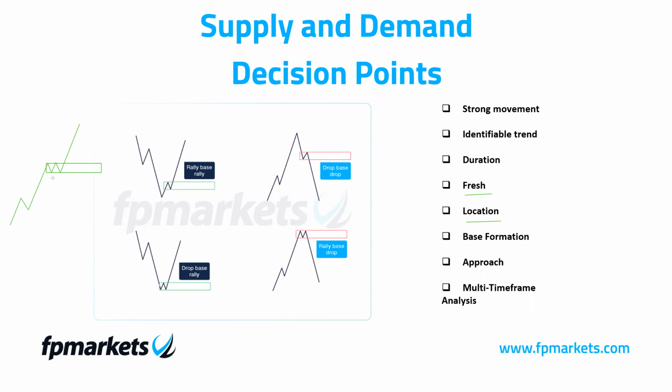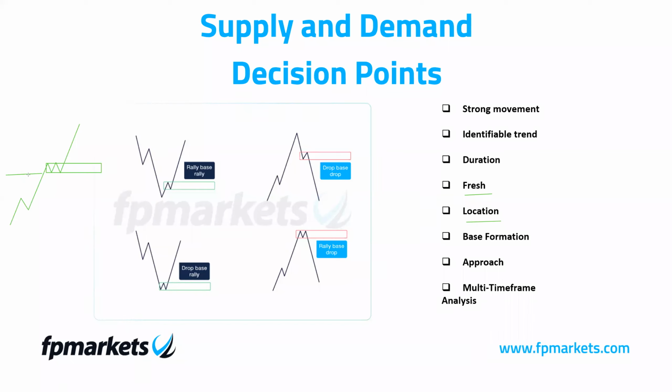So we have fresh and location. Decision point. We want a fresh decision point. What we do not want to see is this. We do not want to see price. So let's imagine there's a resistance here. Let's be clear what I do not want to see. So let's imagine this is a resistance and we've broken above this resistance.